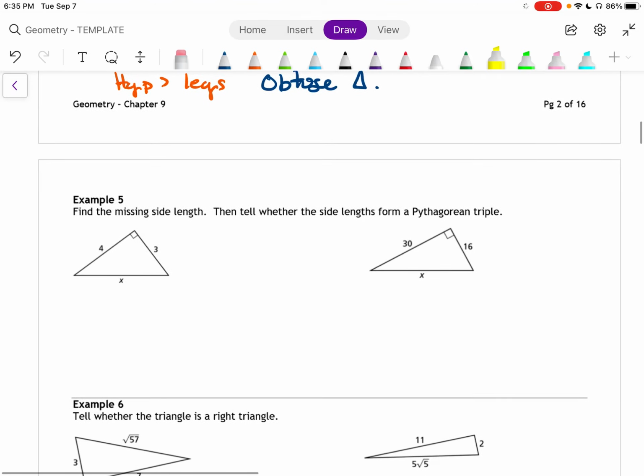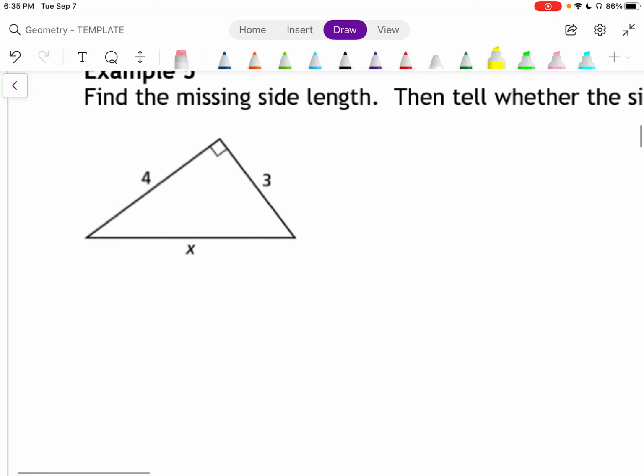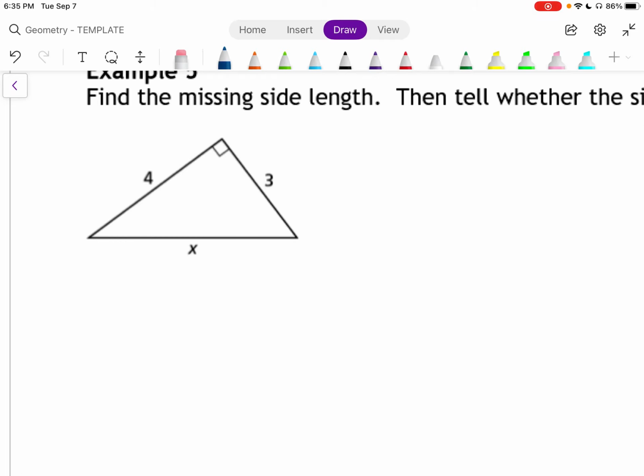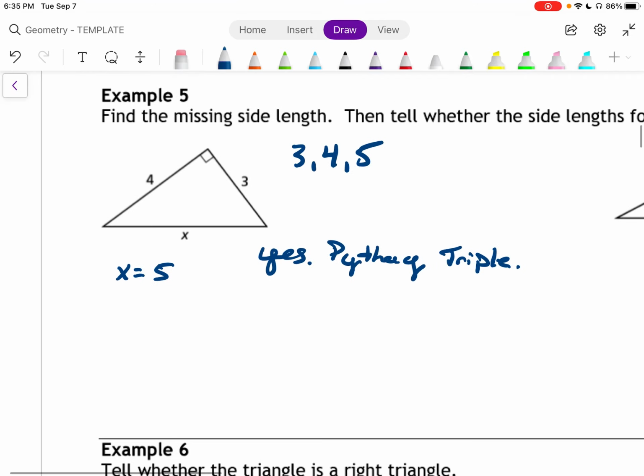All right, number 5. Find the missing side length and tell whether the side lengths form a Pythagorean triple. So here we have 4 and 3. Well, that first Pythagorean triple was a 3, 4, 5. So x equals 5. And yes, it is a Pythagorean triple. Okay. See how that was much faster, much easier than doing the Pythagorean theorem.